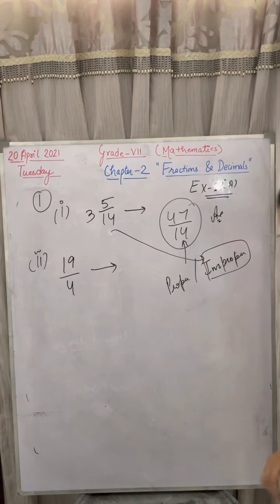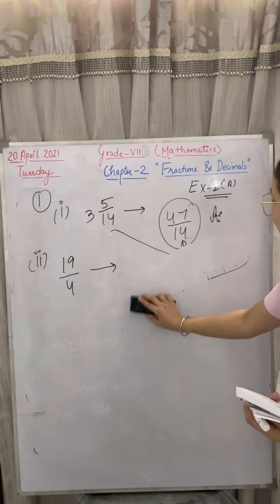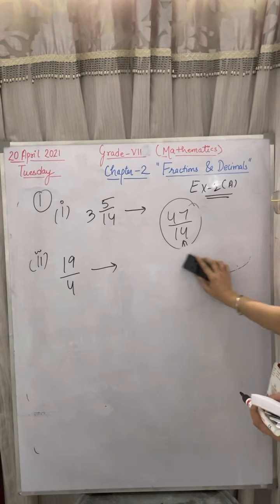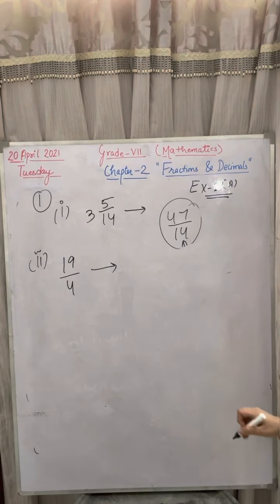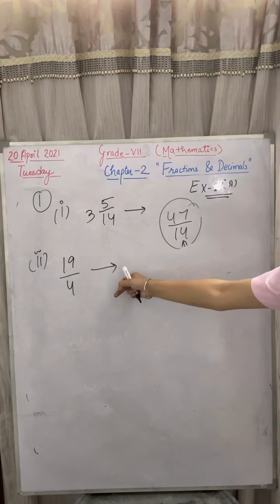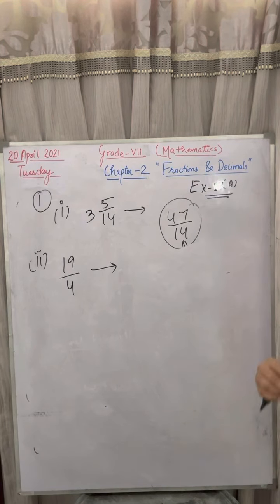Quickly convert it. When you are converting into a mixed fraction, you have to divide the fraction. Urvashi, sit properly in the class and give me the answer quickly. What is the answer of 19 upon 4 as a mixed fraction?